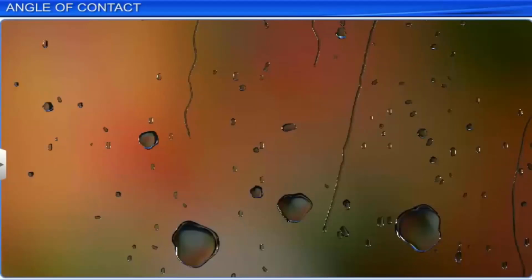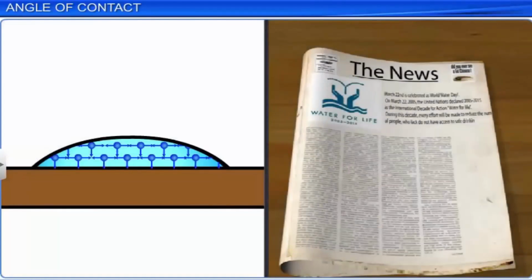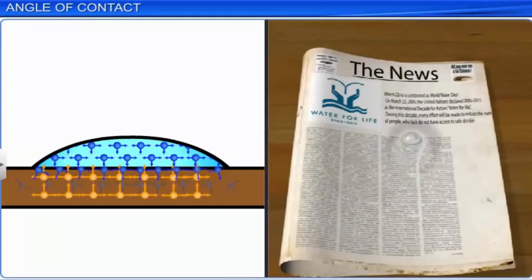If the angle of contact is close to zero, the liquid spreads to the maximum extent. In such a case, it is totally absorbed by the solid as in the case of water on a piece of paper.